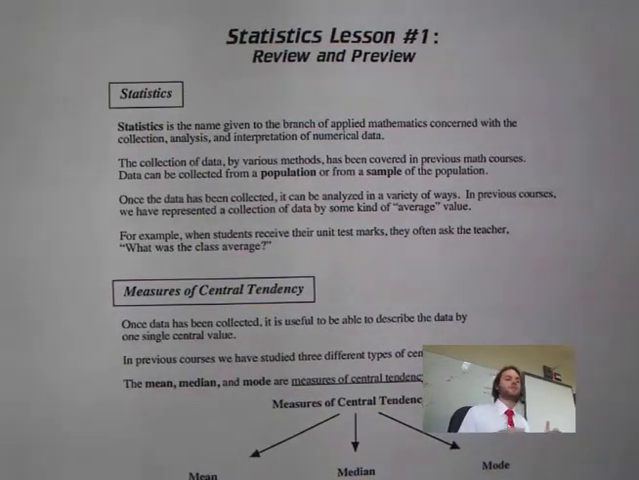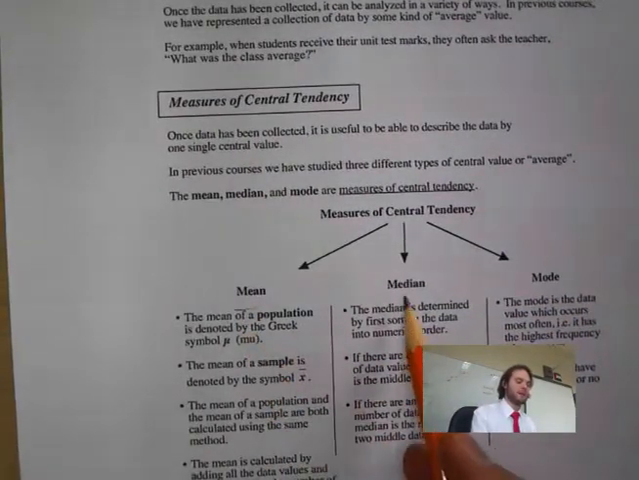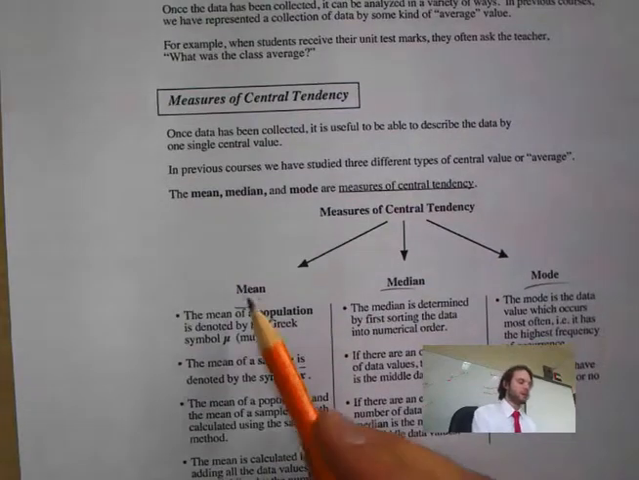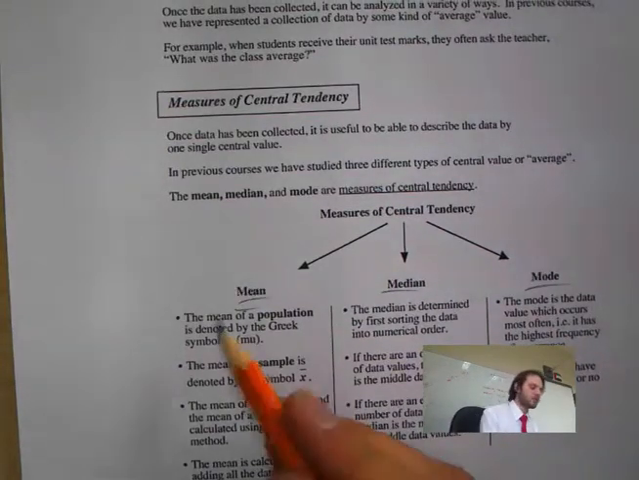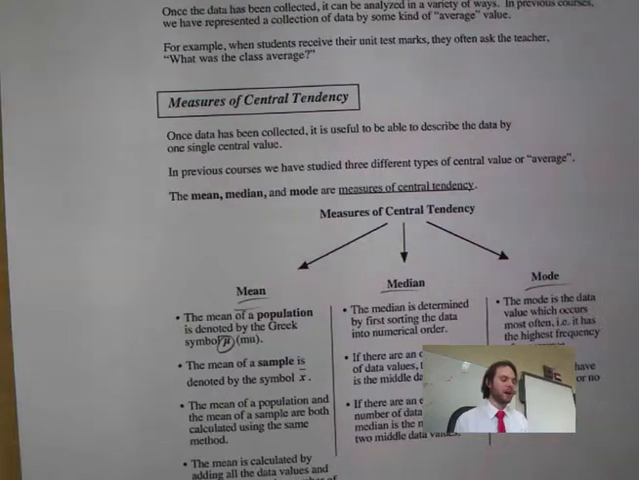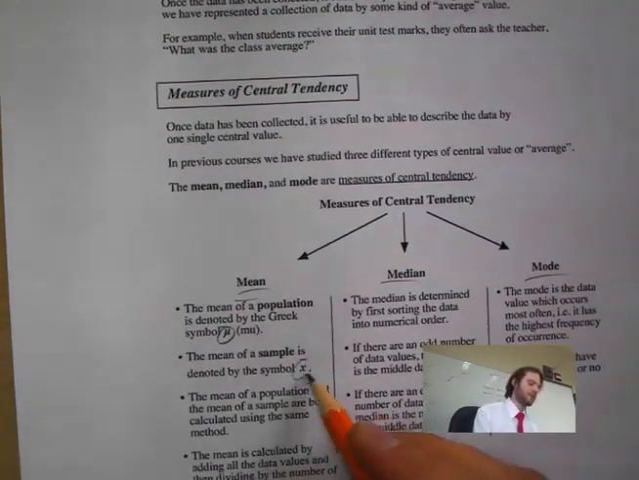Now, for all of these, we have types of averages. There are three types of averages that we're going to look at: your mean, median, and mode. Your mean is when you add everything up and you divide by how many there are. That is your mean average, also known as the Greek average. It's denoted by this symbol there. When we use a sample, we're going to use this instead for mean.